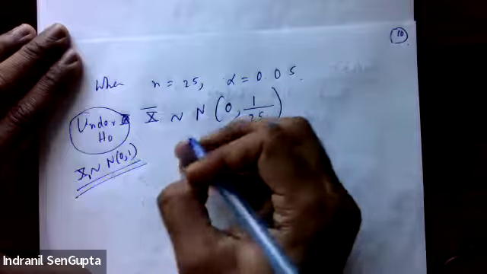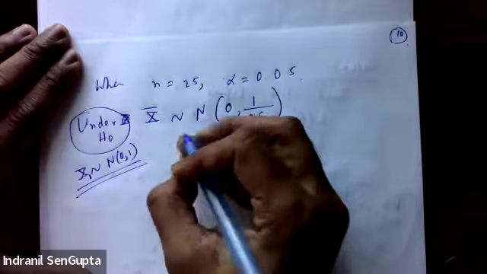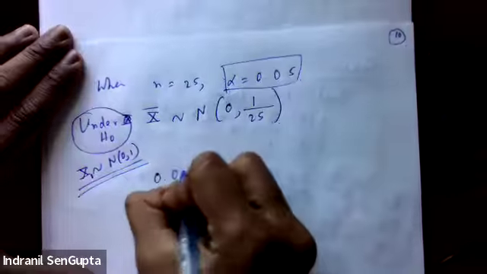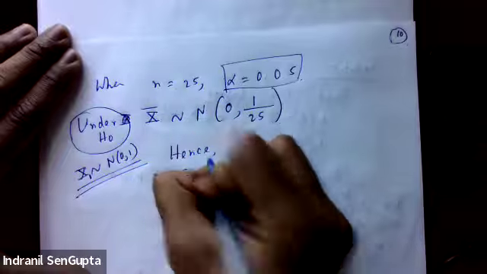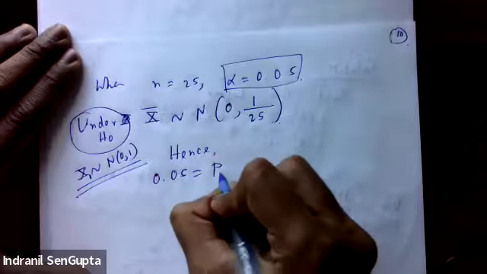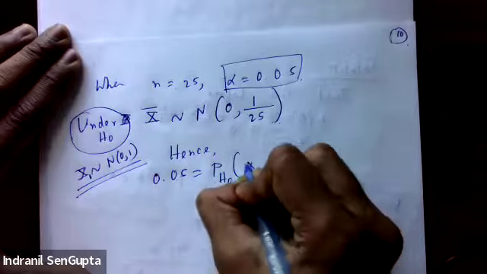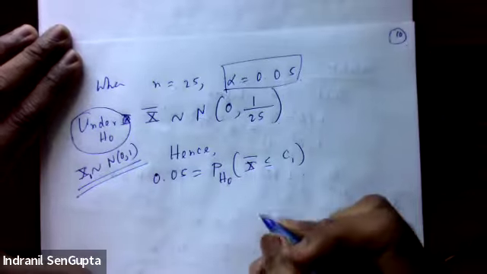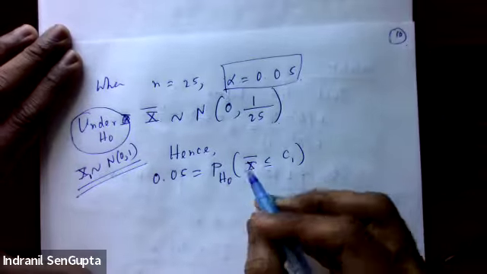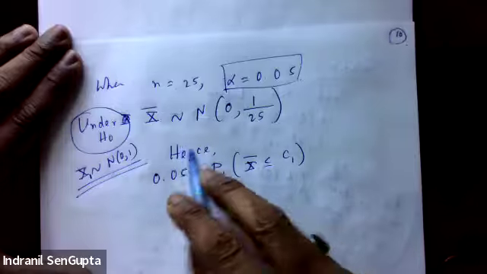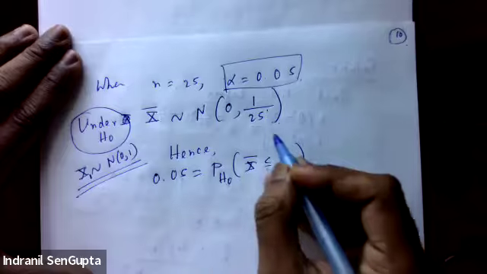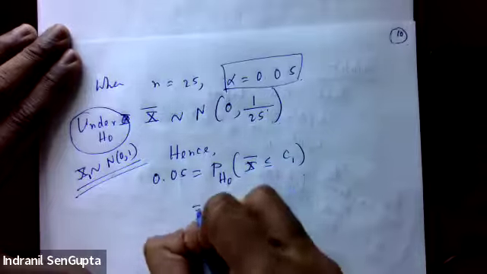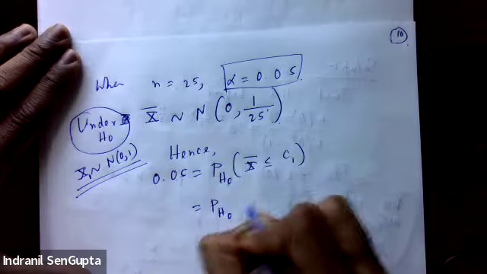Therefore, I want a significance level of alpha equal to 0.05, which is really equal to the probability under H0 that my X bar is less than or equal to C1, right? Now, let's make use of the fact that X bar is normal.